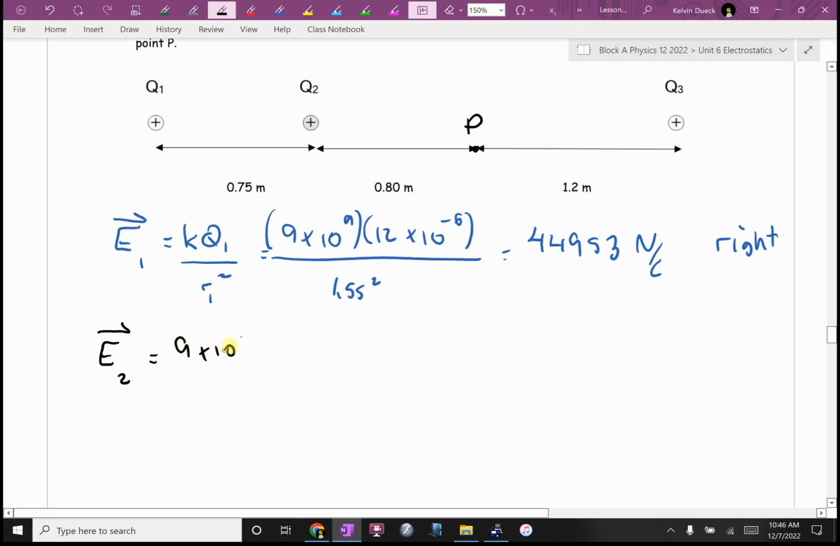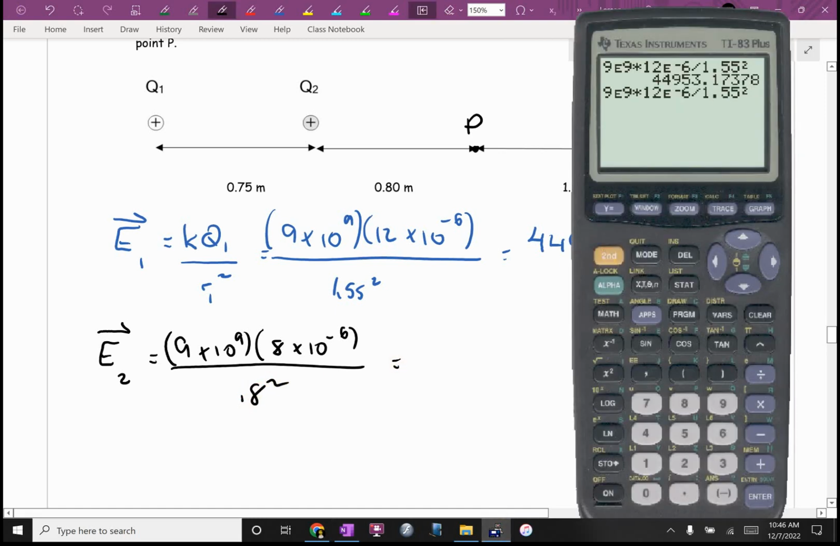It's going to be 9 times 10 to the 9th. What was Q2? 8 microcoulombs. And what's R2? I guess 0.8 squared. So Keegan, I'm just going to backspace and edit. I need to change the 12 to an 8. And I need to change the 1.55 to a 0.80. 112,500? Does that make sense?